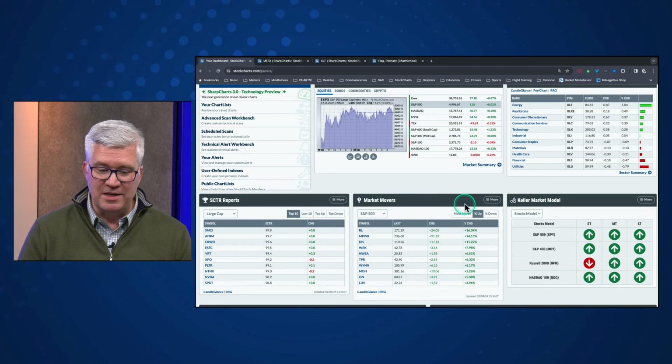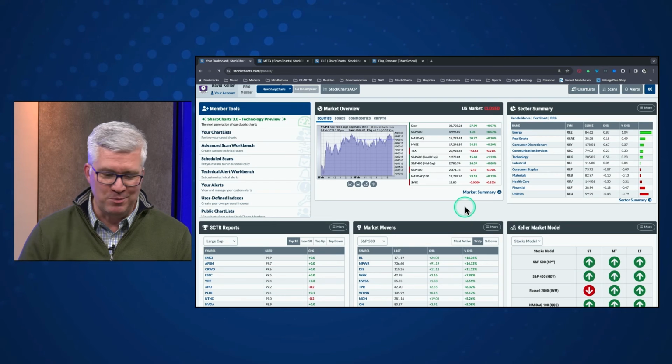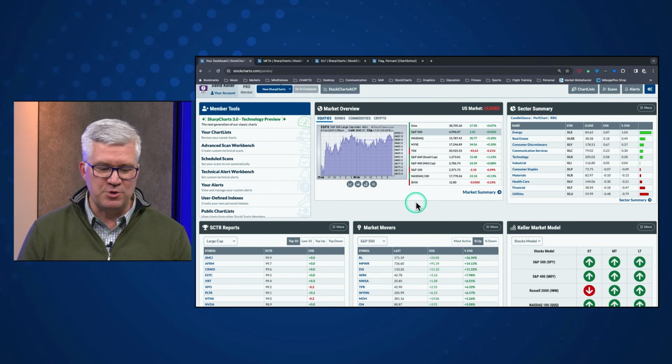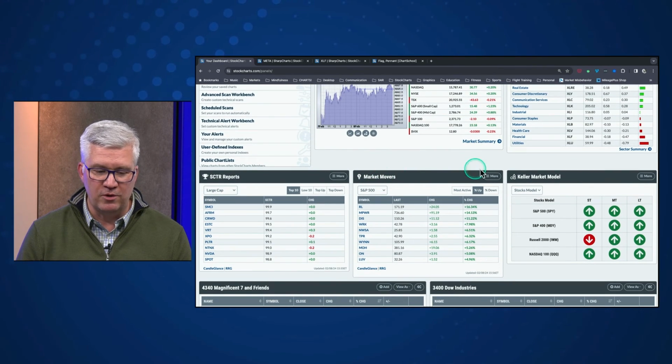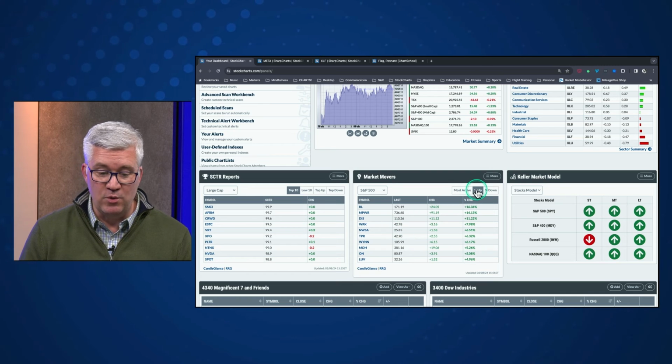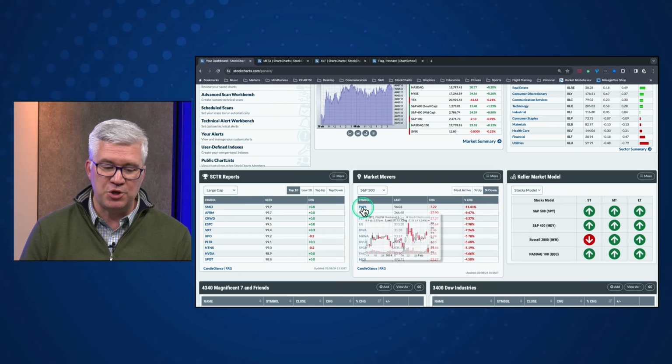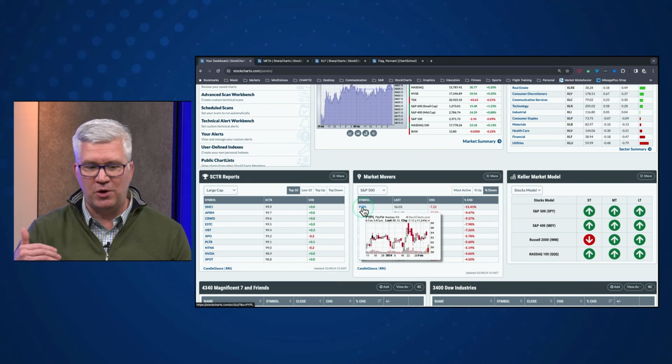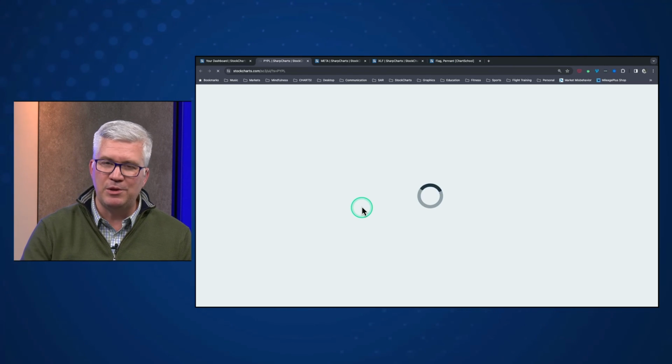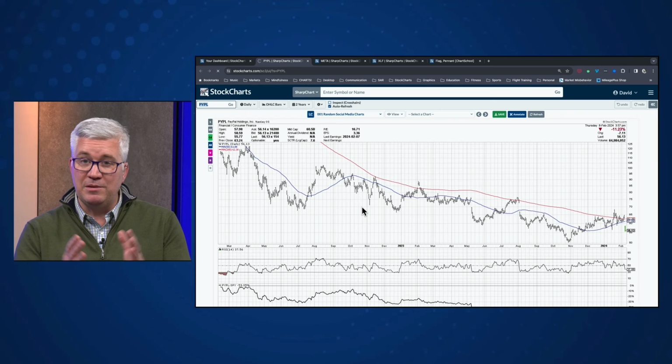I would encourage you as a StockCharts member, which of course you all should be, make sure you customize your dashboard and include things like the market movers little widget, because this will tell you which stocks are actually moving higher, which ones are moving lower. Make sure you're familiar with what's happening on these charts. Click on the charts, drill into them a little bit further, see what has happened leading up to today.